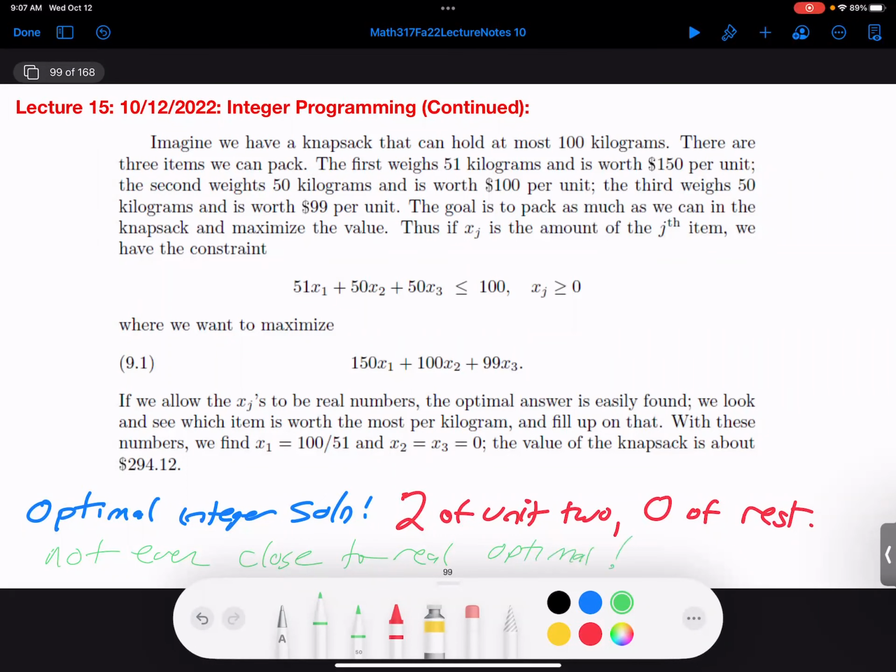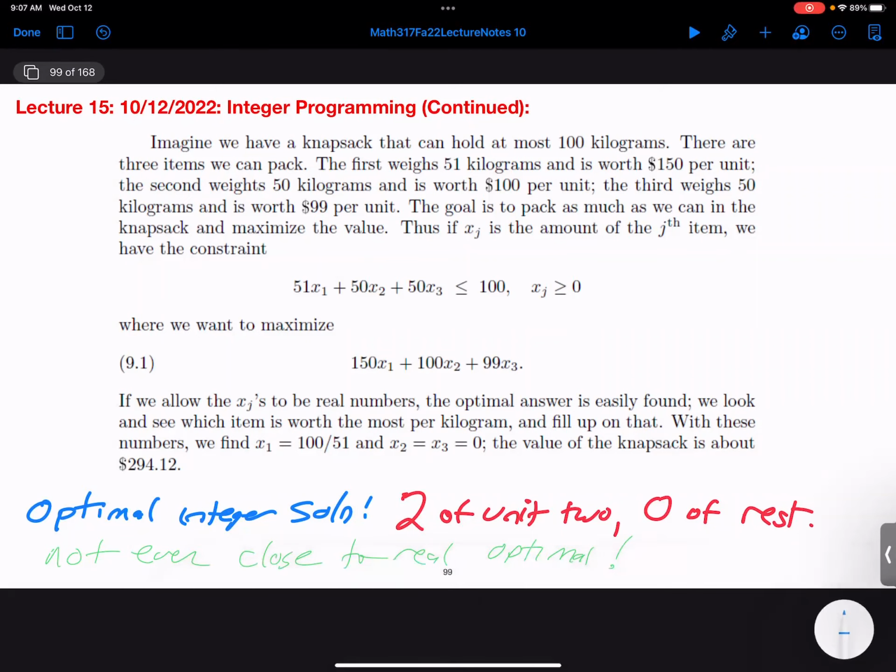And this is one of the reasons why integer value programs can be so difficult, because they don't have to be close to the real optimal. It's not just, well, we find the real optimal and then we slightly move around that to get to the integer optimal. The integer optimal can be extremely far away. Any questions about this? Okay, so this is just a really good example of the challenges in coming up with integer solutions.